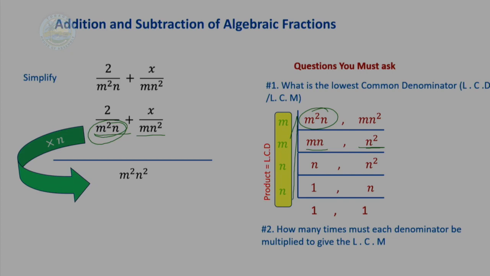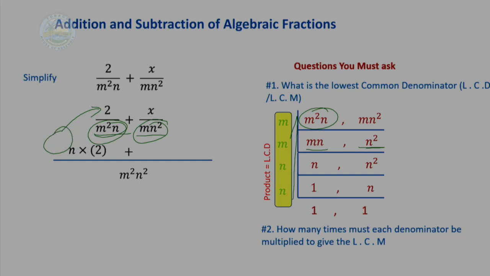And we take this n now and we multiply this n by the numerator. So it's going to be n times 2. And we try this one as well, this denominator. What need we multiply mn squared by to give us m squared n squared? And that is going to give us, that's right, m. So take this now and multiply by our numerator. So it's going to be m by x.